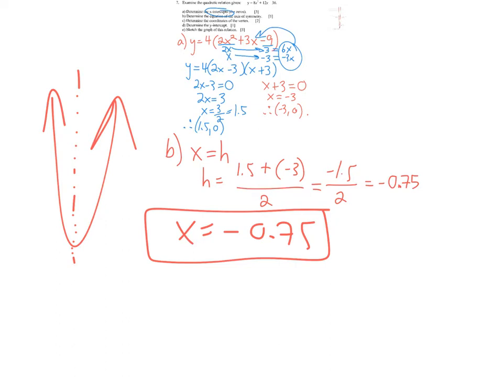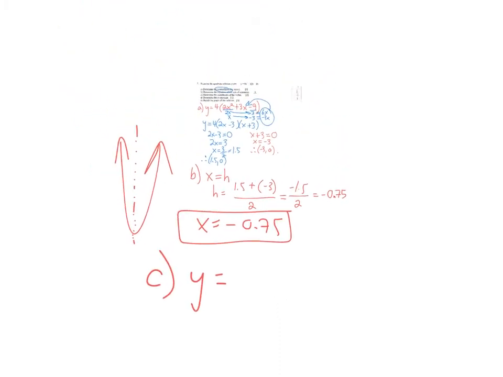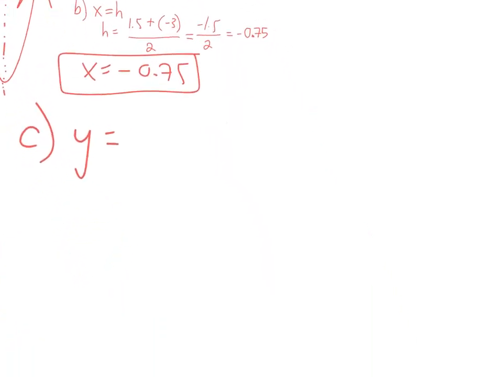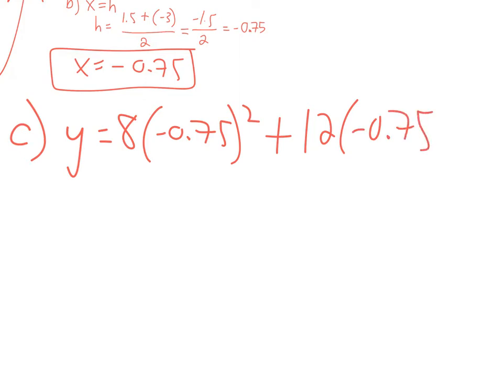Okay, let's move on to part C, determine the coordinates of the vertex. Well, we could take this axis of symmetry, x equals negative 0.75, excuse me, and substitute it into the equation. So y equals, let's go back and get our equation, 8x squared plus 12x minus 36.